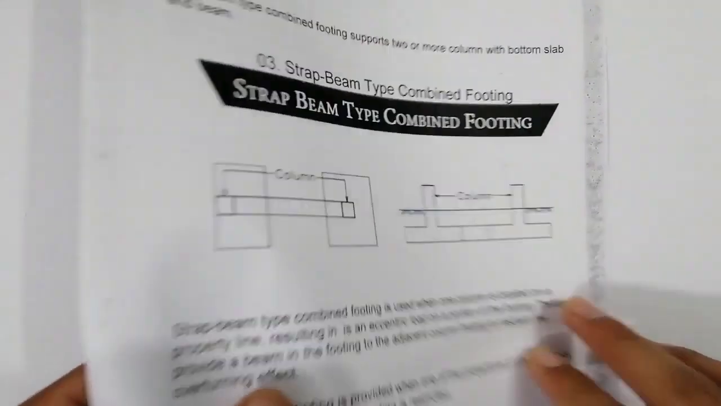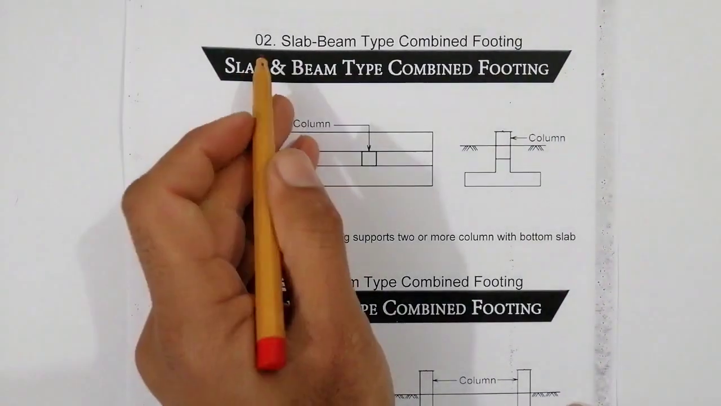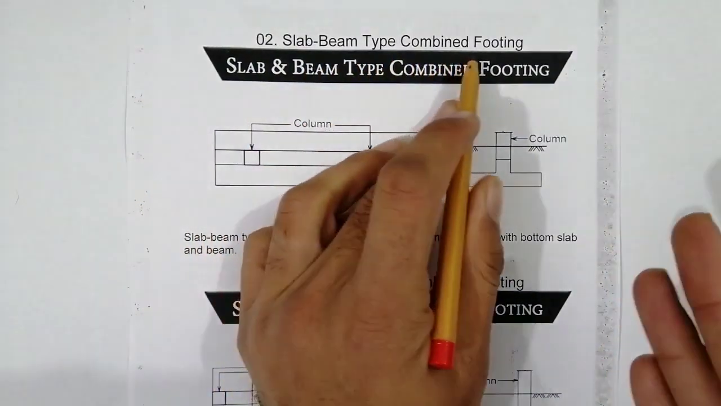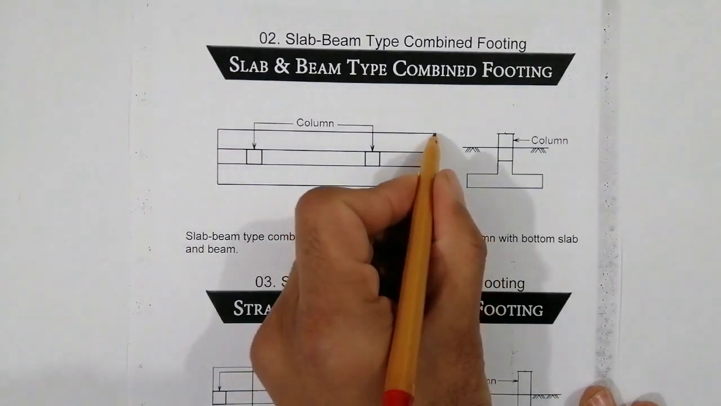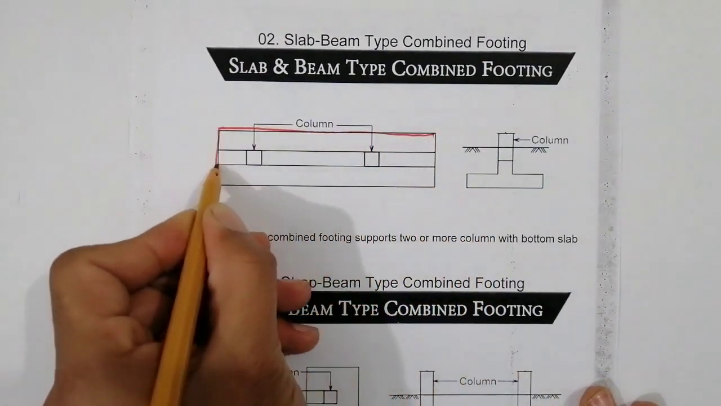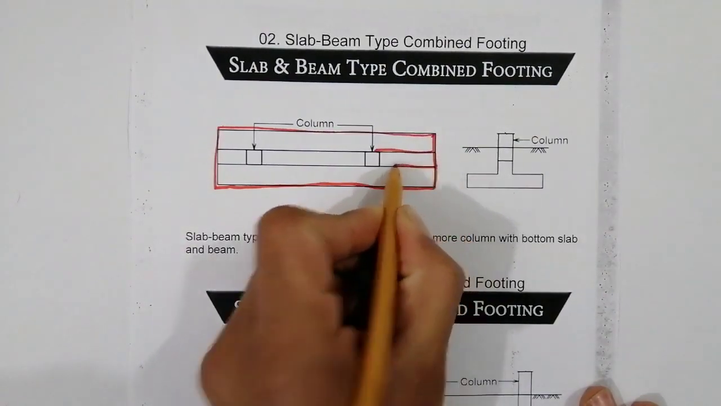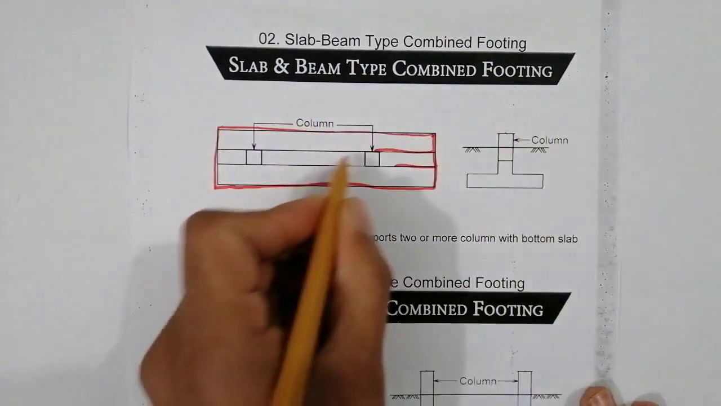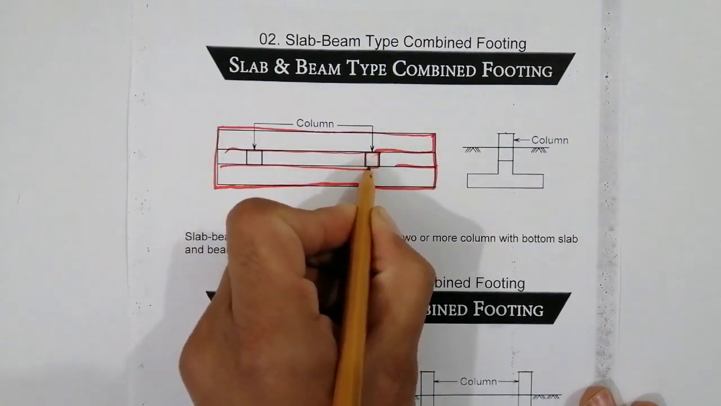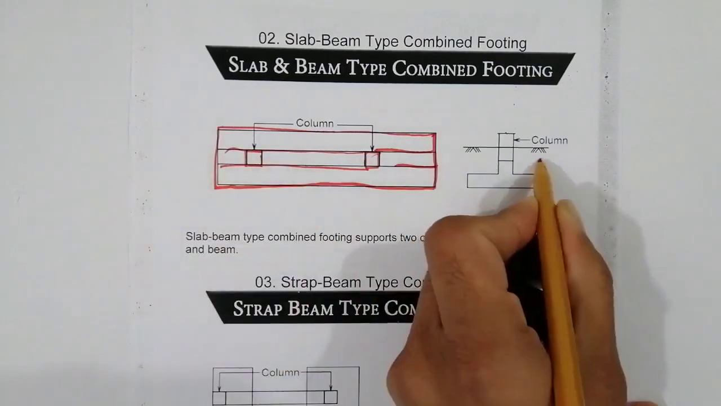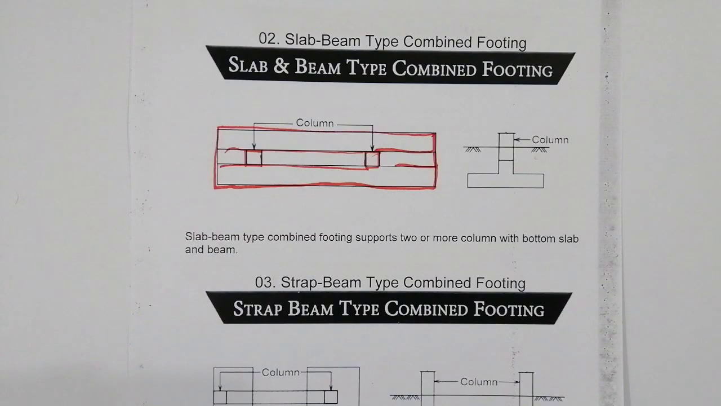Guys, now this is the other: slab and beam type combined footing. You can see this is the same as before, as I discussed. This is slab and this is beam. So slab and beam type combined footing. You can see this is beam and this is column. This one is also a column. You can see this is column with footing. This is the other type of combined footing.